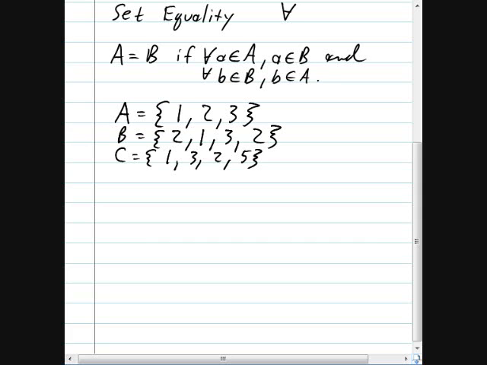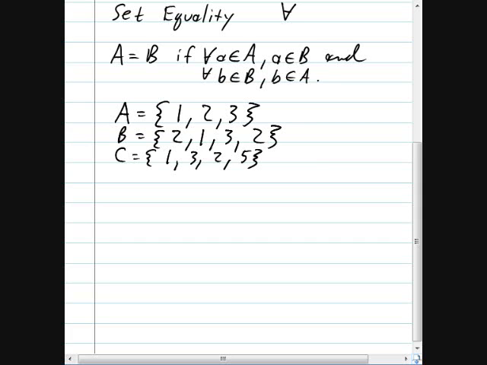Then we look at the next element, the element 2. And we look inside set B and ask ourselves, does the set B contain the element 2? Yes, it does. Then we look at the last element in set A, 3. And we look in set B and ask ourselves, does it contain the element 3? Yes, it does. So the first part of the definition holds.